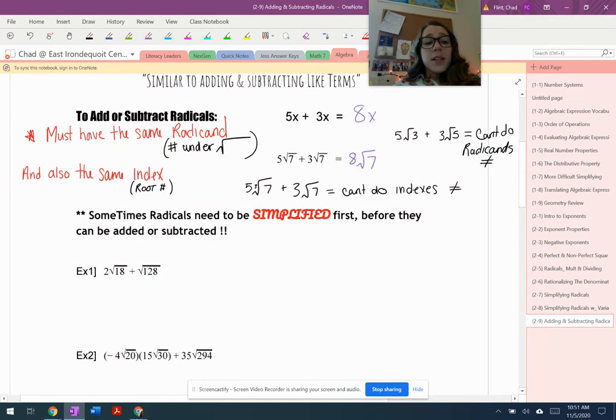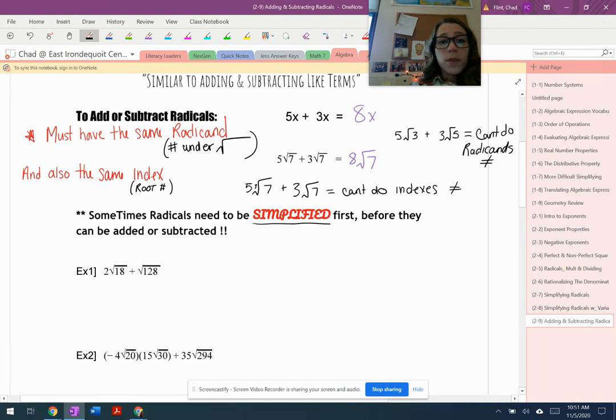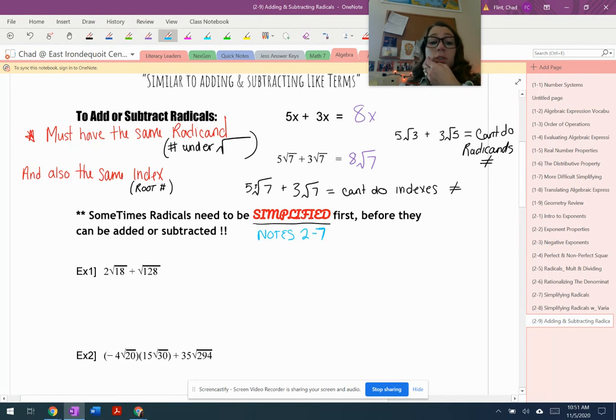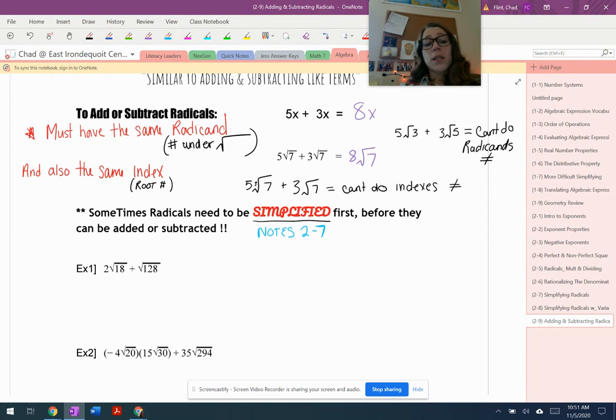Last little sentence here is that sometimes your radicals will need to be simplified first. And when we talk about that simplifying, we are talking about those notes from 2-7, simplifying those radicals where you're looking for the perfect square factors. So sometimes you're going to have to simplify before you can do that adding and subtracting. We'll take a look at some examples next.